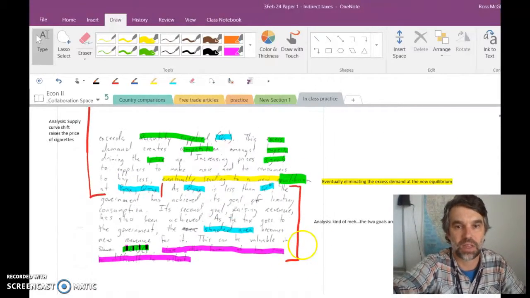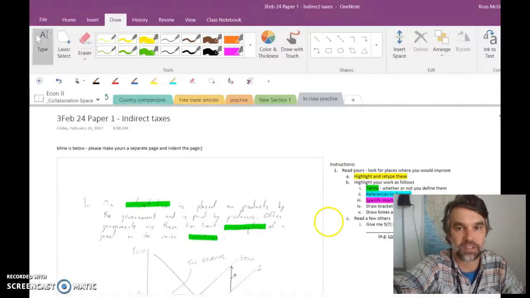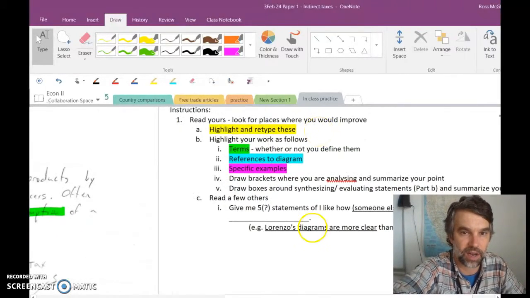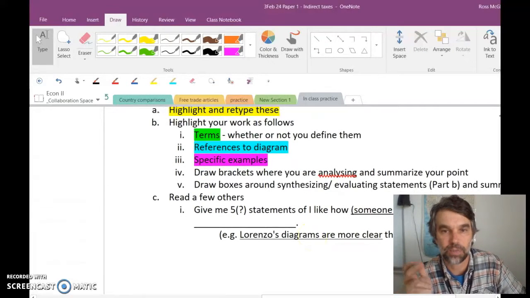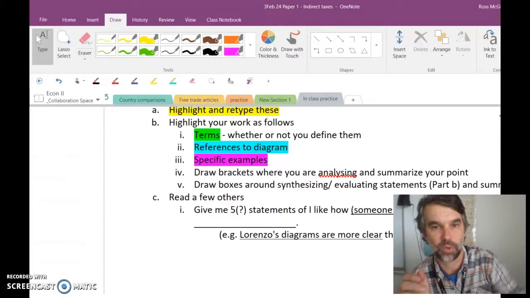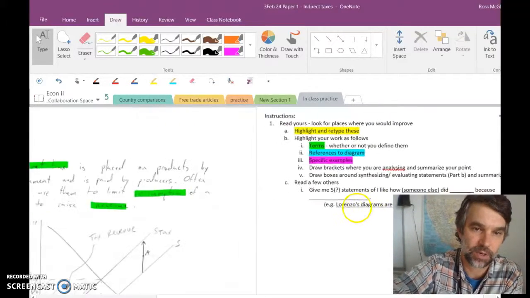Okay, so those are the three things I want you to highlight, and please do it in those colors so that we can look at each other's and figure it out pretty quickly. Okay, these next two parts are really important as well. So draw brackets around where you are analyzing and summarize your points.